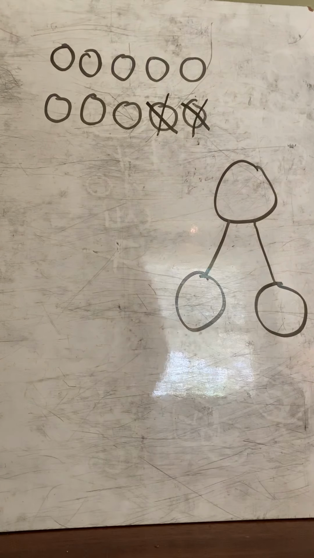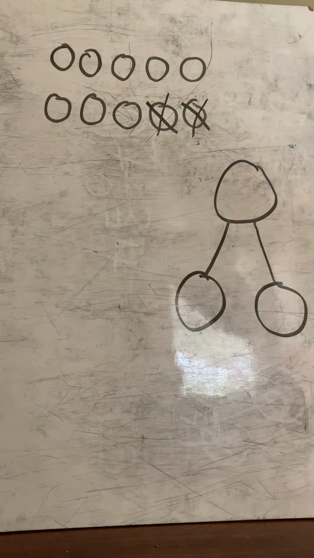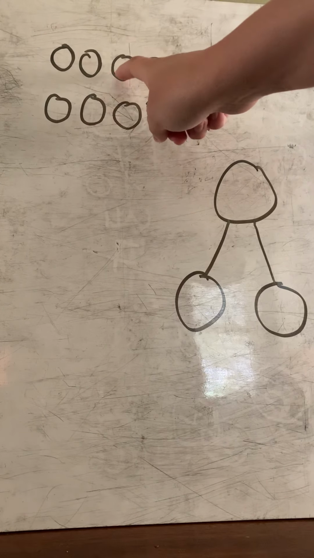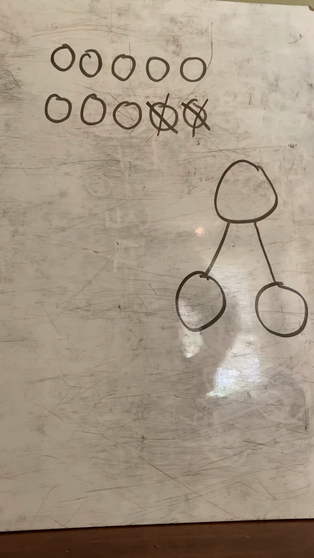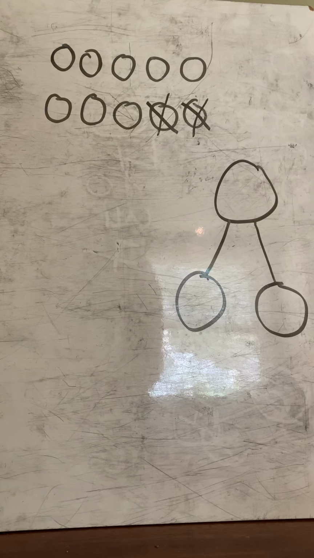How many buttons are left on Joey's jacket? How can we figure that out? Awesome. Let's count the buttons that are left. Count with me. 1, 2, 3, 4, 5, 6, 7, 8. Excellent. 8 buttons are left.